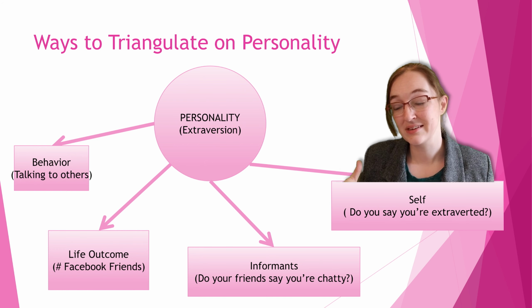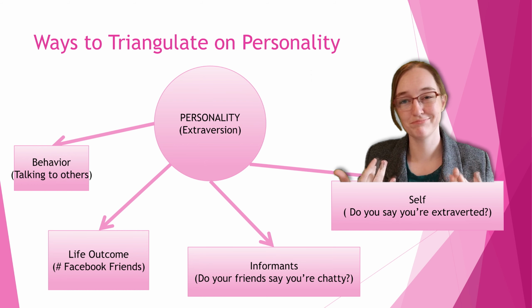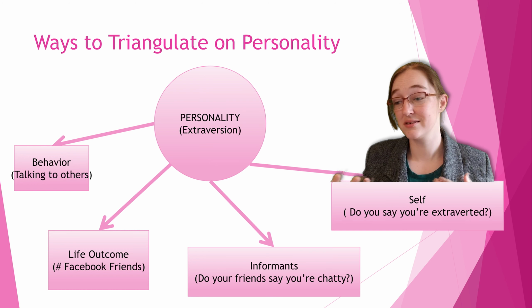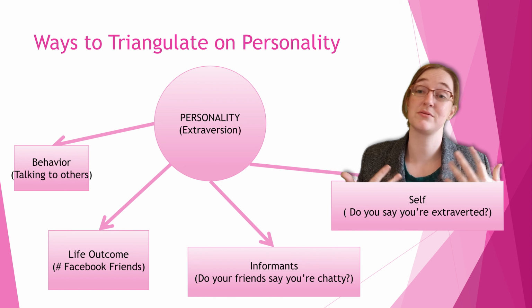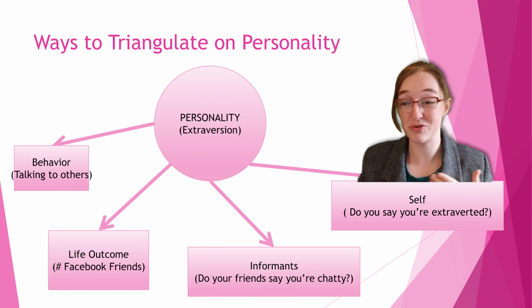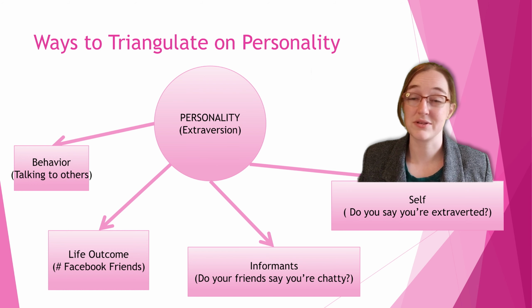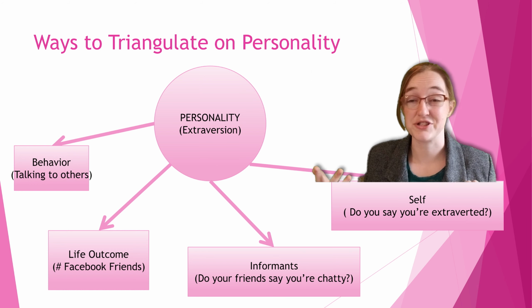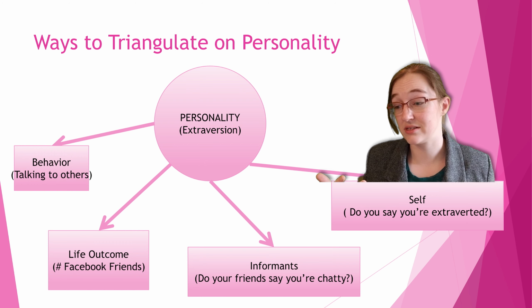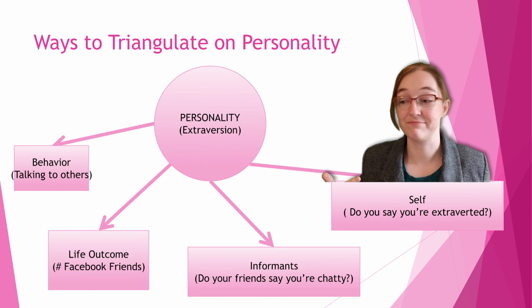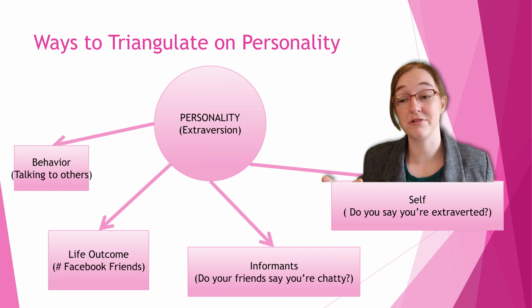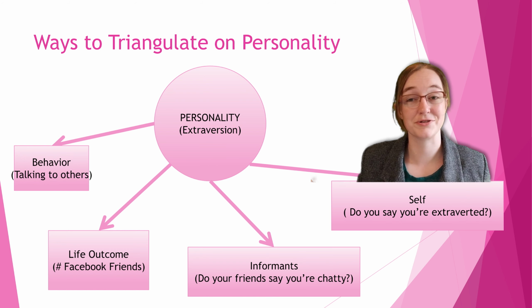Next, we have life outcomes, which are almost like a remnant of personality. So the number of Facebook friends typically is going to be higher for those higher on extroversion because they're just more sociable. They're more likely to go to parties and all those other things. Next, we have informants. So that's everybody that's not you. Do your friends say you're chatty? If I were to go around and randomly sample from your Facebook friend group, how many of them would say you're chatty, and have them fill out a report?